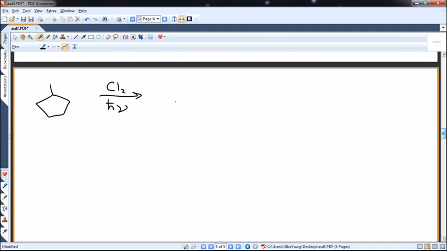All right, and there's different products you can create, right? You can create the chlorine here. That would give you this product. You can put the chlorine here. That will give you this product. You can put the chlorine here. That will give you this product. And you can put the chlorine here. That will give you this product. Right? Again, the right side of the screen is weird for some reason. Right? Which one actually happens?